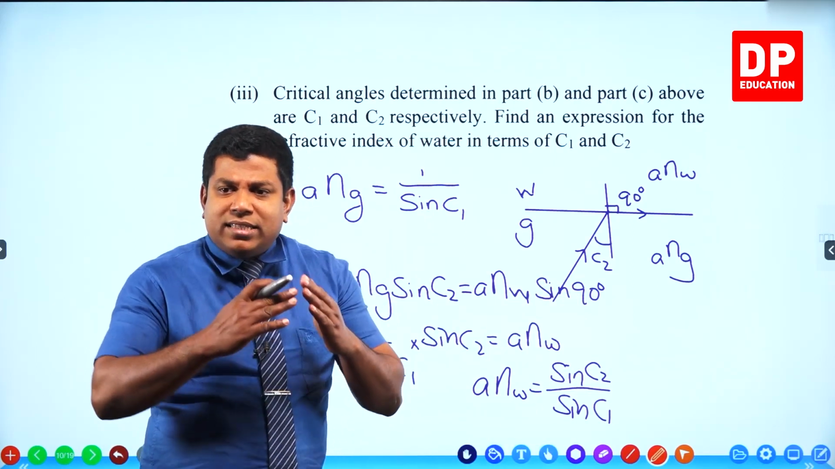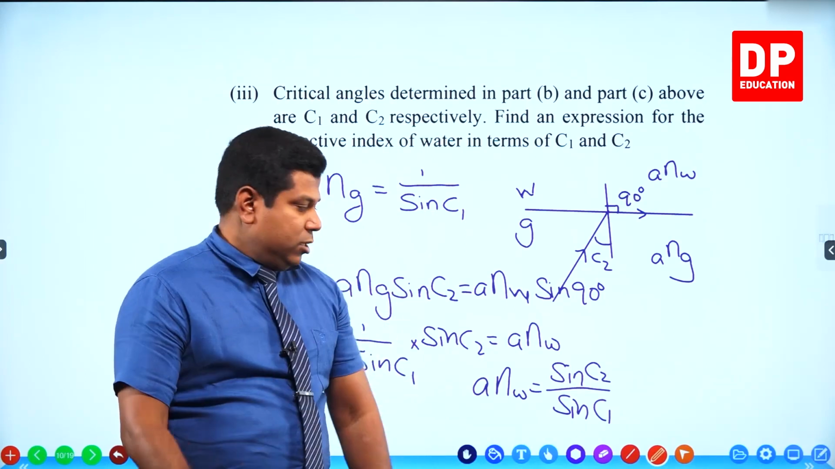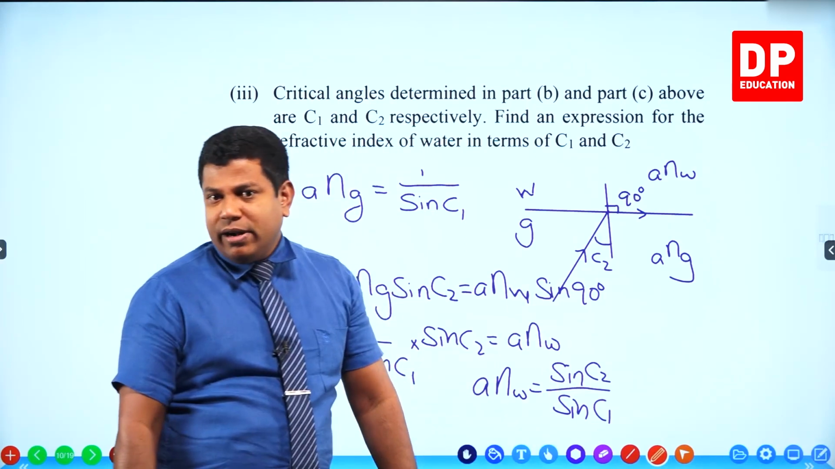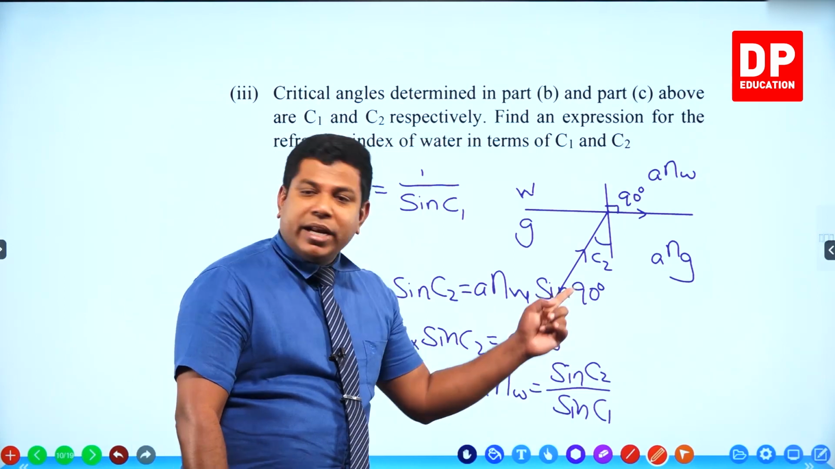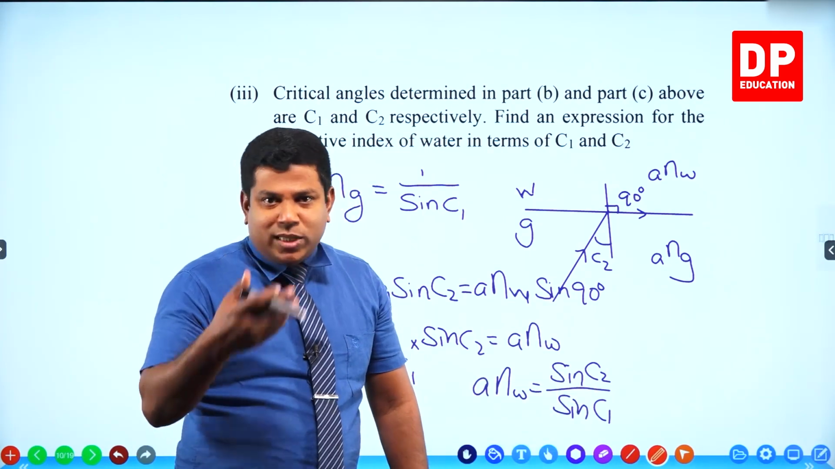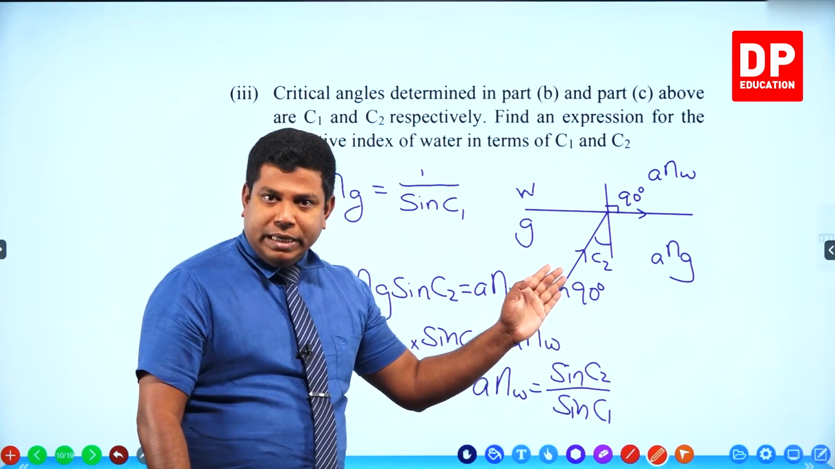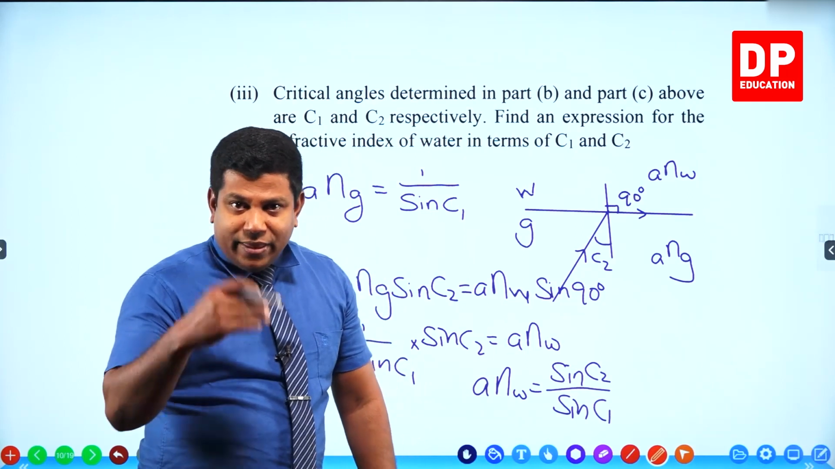I already explained C2 will be a bigger angle than C1. So, sine C2 will be bigger than sine C1. So, the answer for this will be greater than 1. And we know the answer has to be around 1.33. 4 by 3 has to be the theoretical answer, right? We can expect something like that here. Clear? Shall we see another question now?